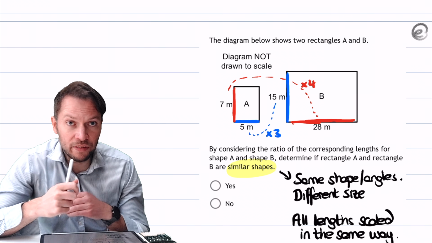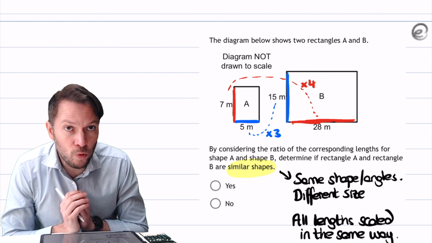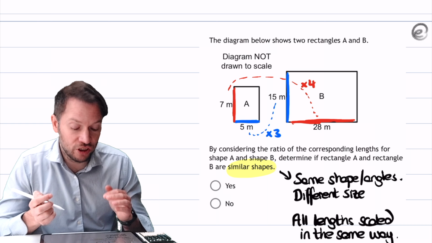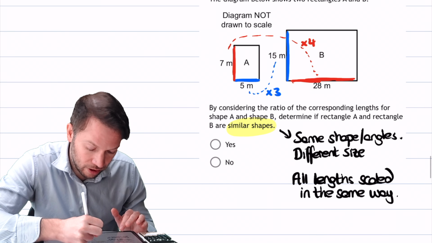But in order to be similar, you have to scale all the lengths in the same way. So these shapes are therefore not similar, and the answer is no.